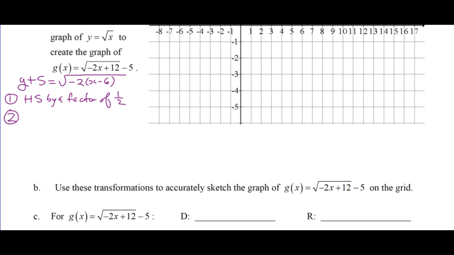Okay, are there any other stretches? No. Are there any reflections? Where? You sure? Okay. Reflection in the y-axis. What's the order? So it's stretches, reflections, translations. I always do horizontal first, but that's just me. So what is it? HT 6 right.